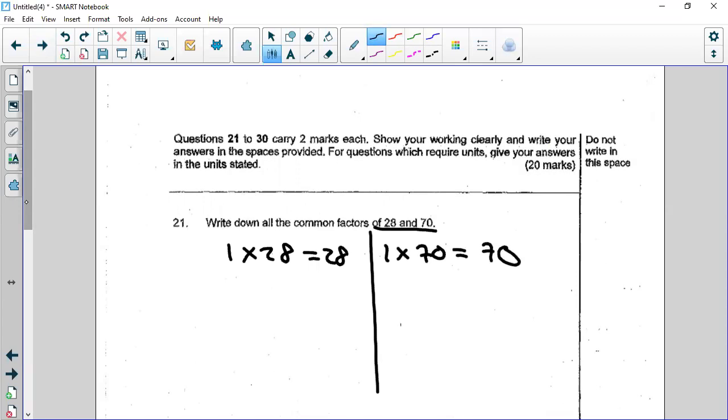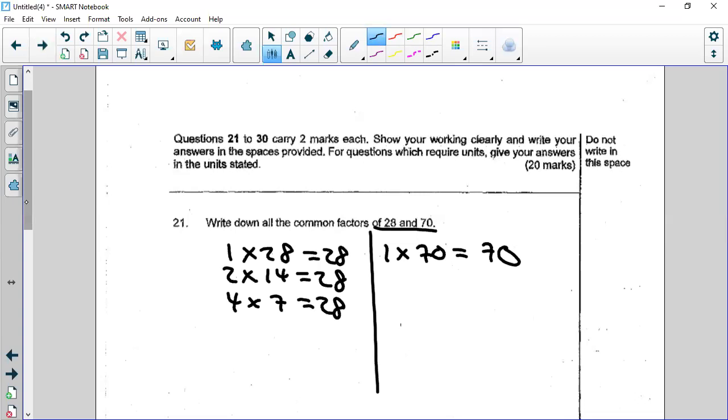No shortcut, right? There's not really a shortcut. Shortcut is to do this. 2 times 14 equal 28. 3 cannot. 4 times 7 is 28. 5 cannot. 6 cannot. 7 have already, right? This is the proper way to get your factors.